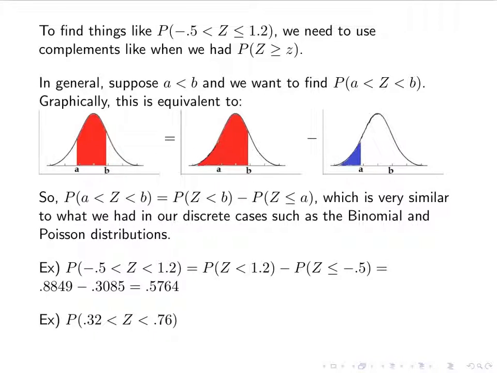So let's try another one. What's the probability that z is between 0.32 and 0.76? So both of these numbers are positive, so we're going to be looking at the positive part of our table. And again, we're going to have the probability that z is less than 0.76 minus the probability that z is less than or equal to 0.32. Hopefully you're getting 0.7764 for the first one and 0.6255 for the second one. Again, they're both positive, so they're both going to be bigger than 0.5. And when I do the subtraction, I get 0.1509.